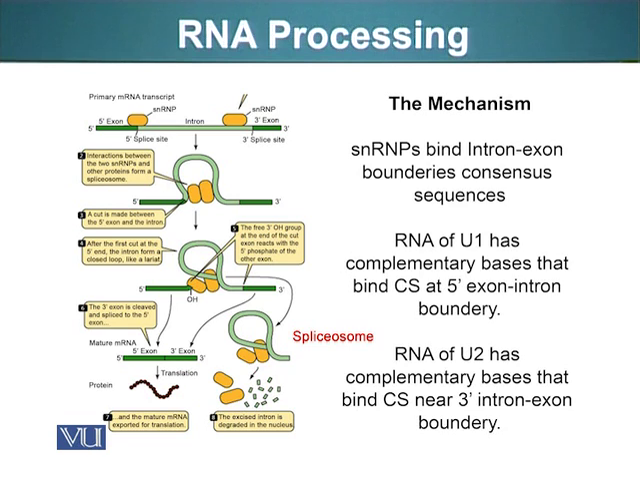Introns have consensus sequences. Consensus sequence means conserved sequences. All introns have the same sequence at the 5' end and a different sequence at the 3' end. All introns' 3' ends will have the same sequence. All introns at the 5' end will have a different sequence from the one on the 3' end.